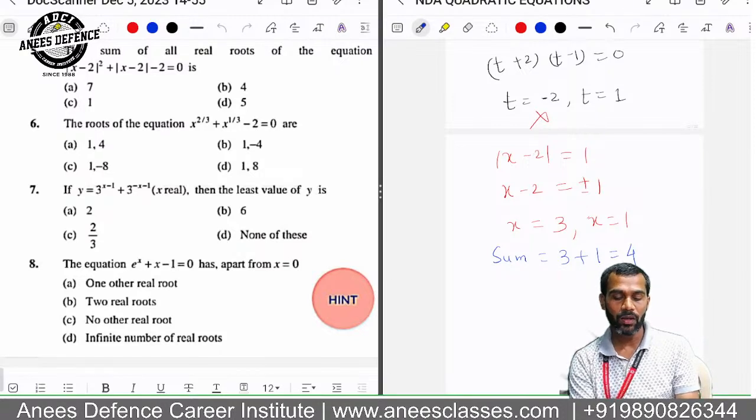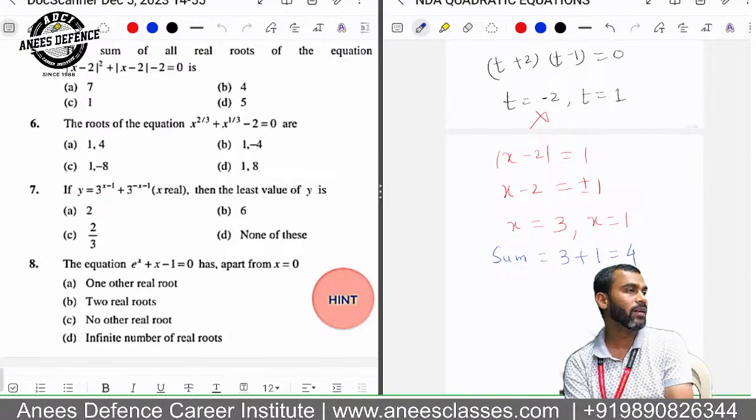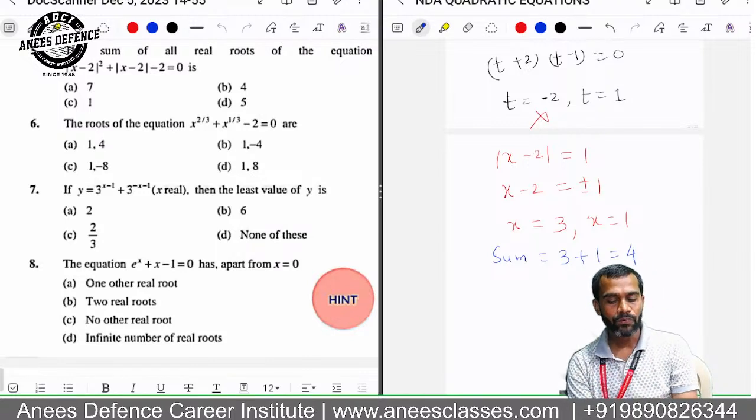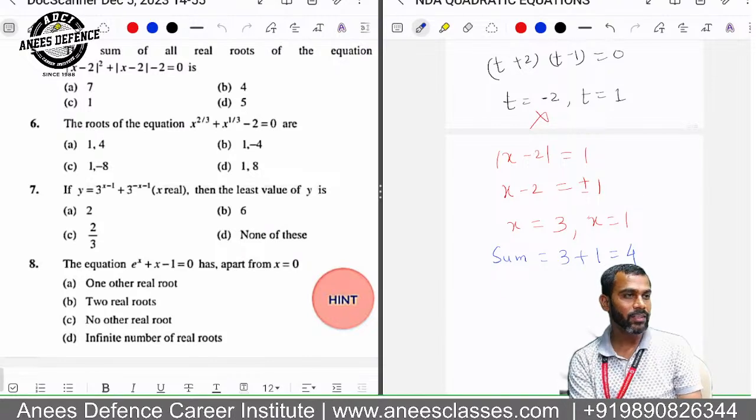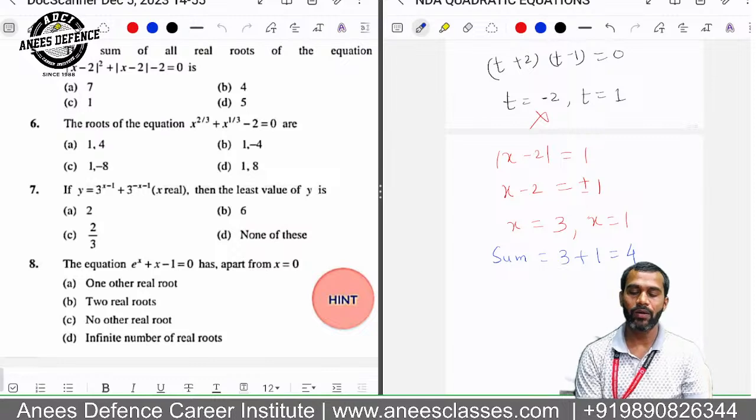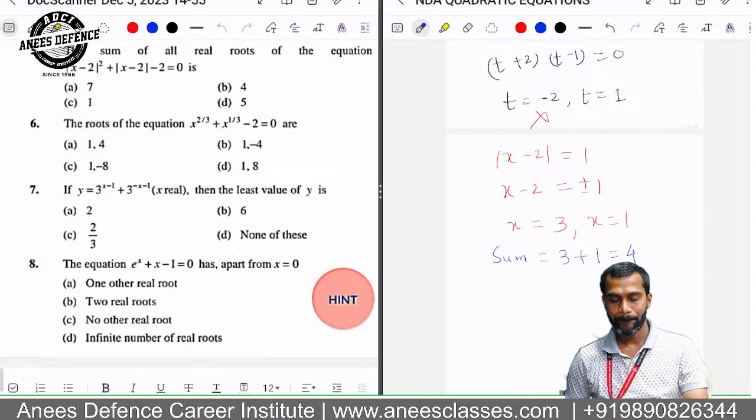So if you check for 8, what is 8? Cube root of 8 is 2, and 2 square is 4. So 4 plus 2 is 6 minus 2 is 4. So 8 also does not satisfy. So we have to go with minus 8. That is the answer. Understood everyone? Yes or no? Okay. Shall we move ahead? Okay.